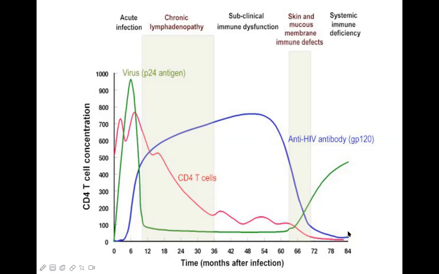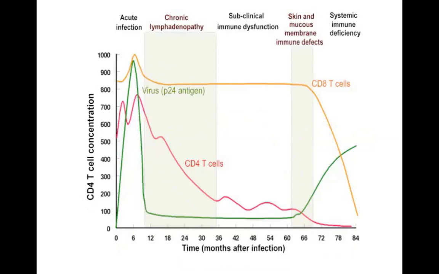Now let's talk about another graph. See there, what is the difference between the first graph and this graph? Everything is the same except for the CD8 T cells here. Now, the CD8 T cells in the beginning, in the acute phase of infection, are not that involved. But later on, in the stage of AIDS or in a very severe condition, the CD8 cells also drastically decrease. So these are some of the very important points.